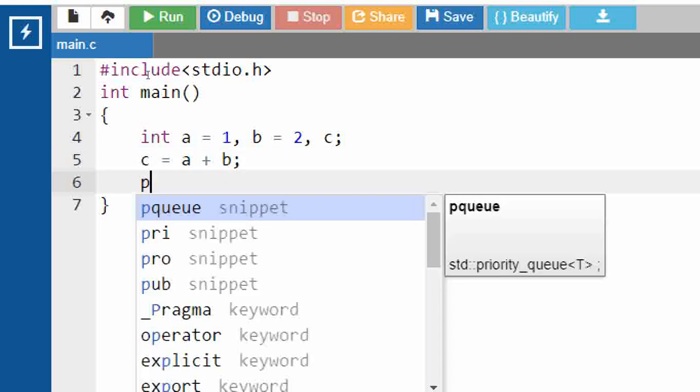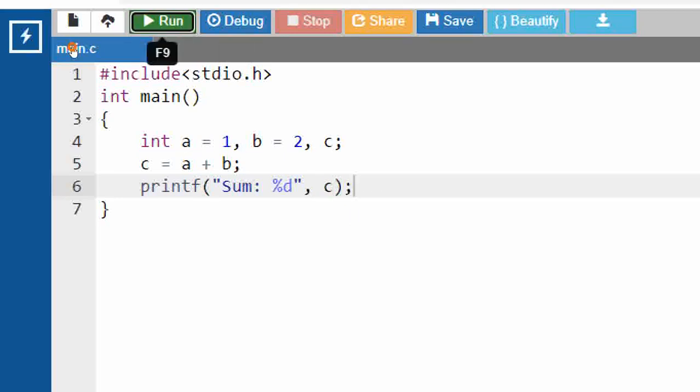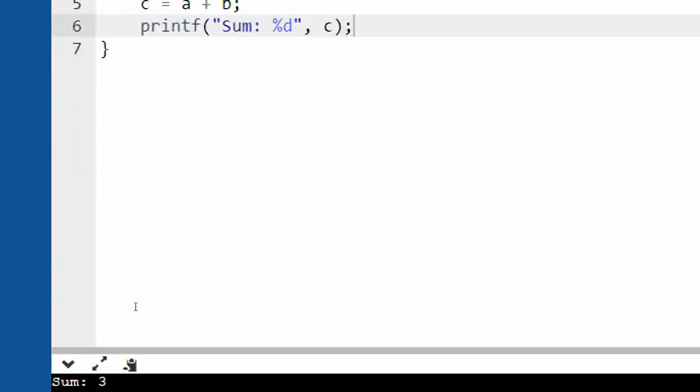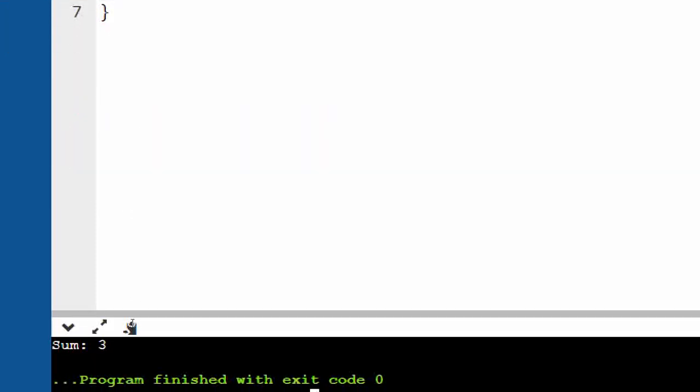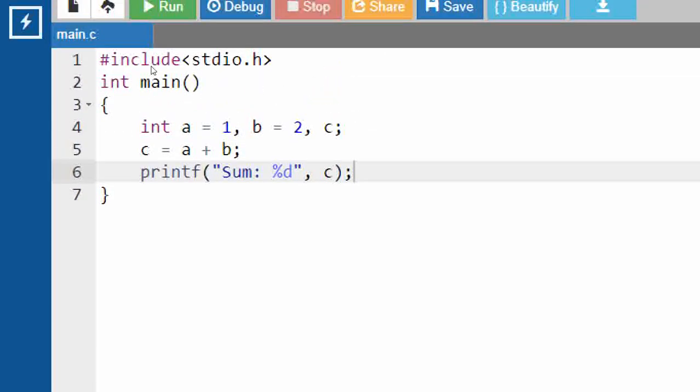So see here printf, sum percentage d, because it is integer type in C. So in this way when you write, then click run, what happens is the sum is 3. So this is our initially defined, predefined values. The values of a and b are already defined in our program.